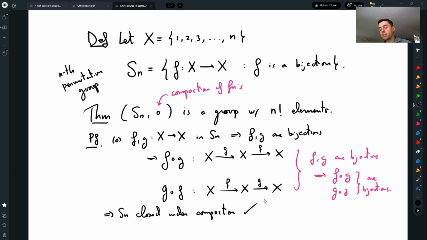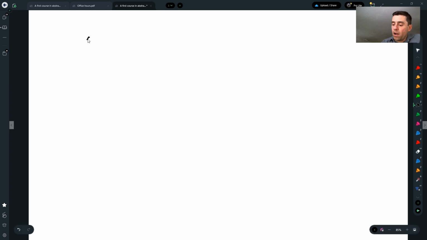So that checks that that composition law works as a binary operation on Sn. Great. Now we need to start checking the axioms of a group. So let's check G1, which is that the composition is associative.